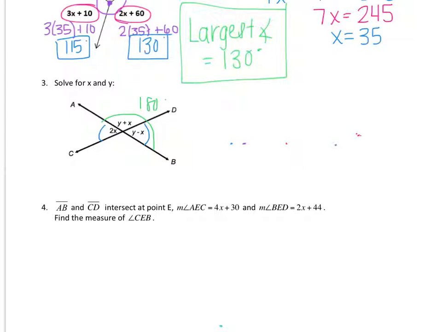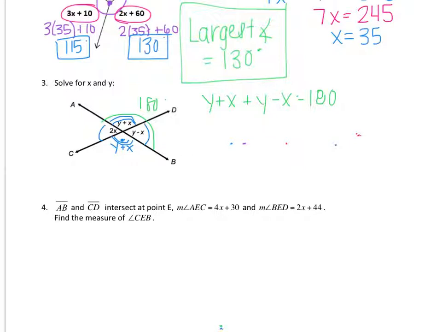And then there's this missing angle here. I'm not sure exactly what I want to do with that yet, but if I wanted to, I could call it y plus x, because remember it's vertical and congruent to the angle just above it. But I think that we should start with the 180. So I know that y plus x plus y minus x is equal to 180 degrees.